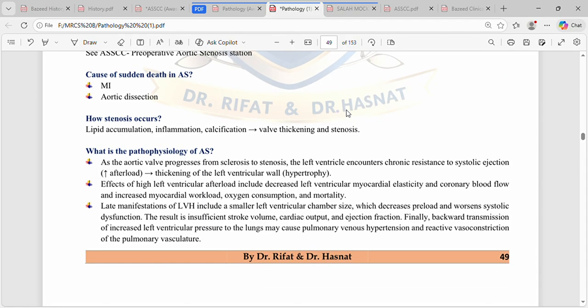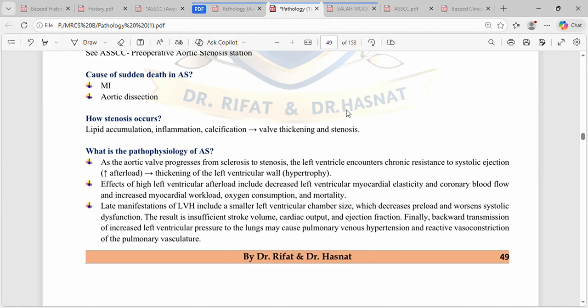What is the pathophysiology of aortic stenosis? It means how aortic stenosis occurs. As the aortic valve progresses from sclerosis to stenosis, the left ventricle encounters chronic resistance to systolic ejection, increased afterload. So there will be thickening of the left ventricular wall, hypertrophy. Effects of high left ventricular afterload include decreased left ventricular myocardial elasticity and coronary blood flow, and increased myocardial workload, oxygen consumption, and mortality. Late manifestations of left ventricular hypertrophy include smaller left ventricular chamber size, which decreases preload and worsens systolic dysfunction, and the result is insufficient stroke volume, cardiac output, and ejection fraction.